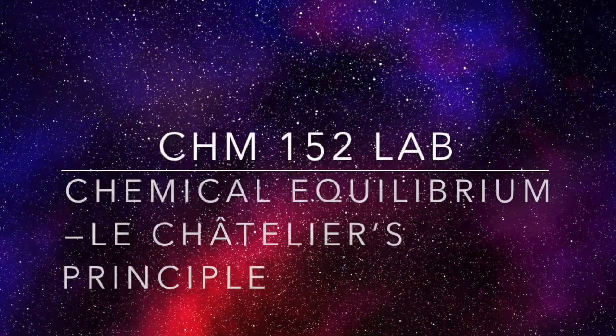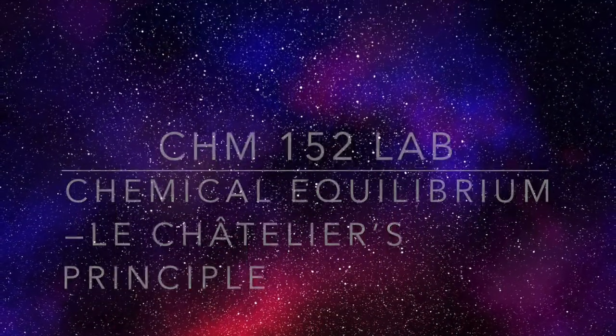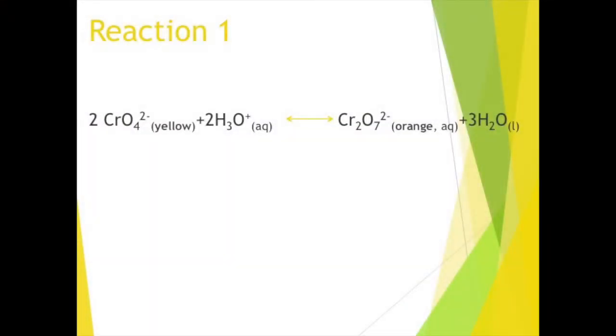Today's lab is the chemical equilibrium lab. So you're going to be looking at Le Chatelier's principle. We're going to look at three different reactions. One of those reactions is between potassium chromate in an acid solution. So that's going to be reaction one.